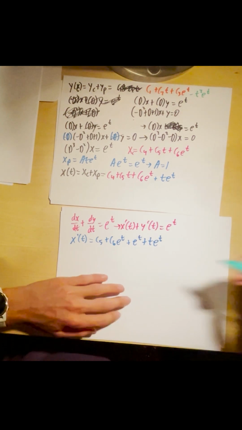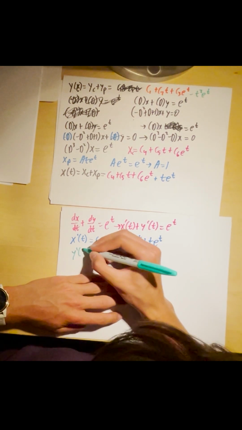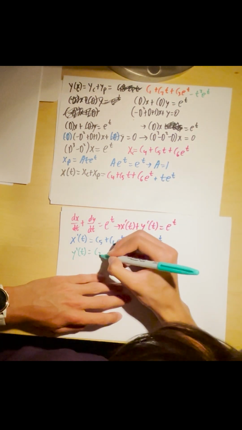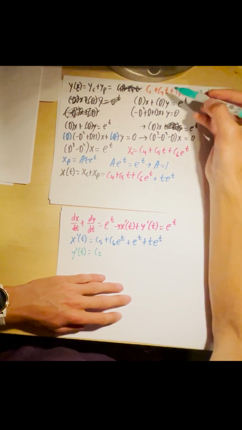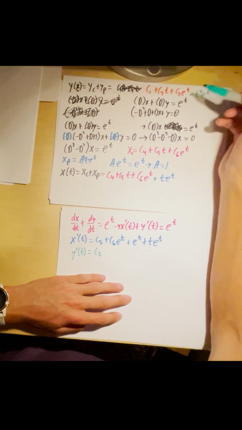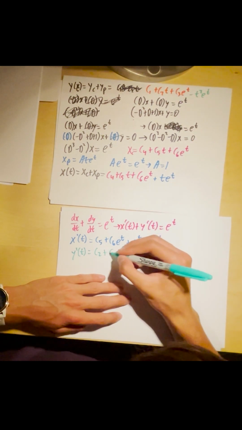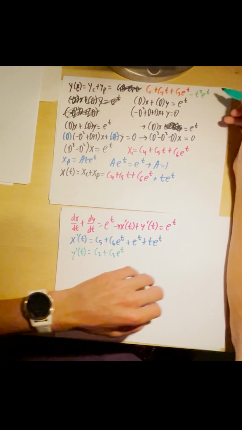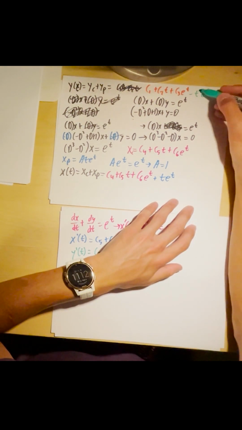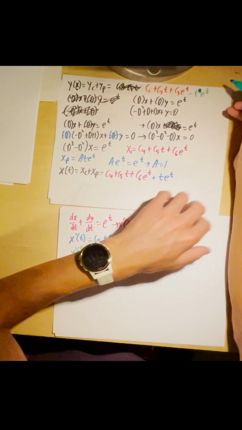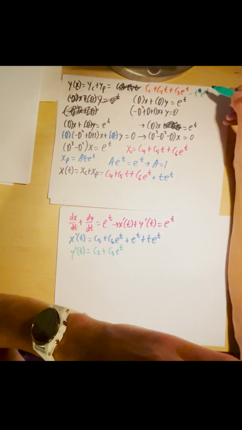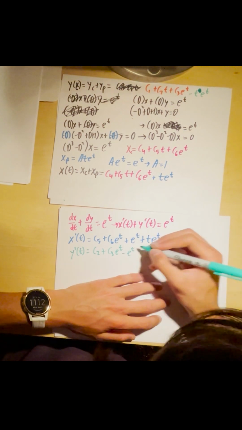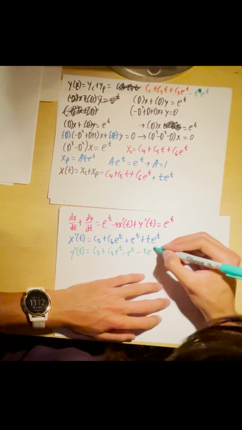When we do the same thing with y prime of t, this will be c2, well, the derivative of c1 is 0. Derivative of c2 t, c2. Derivative of c3 e to the t. And sorry, this is t e to the t, right there. So now we'll have negative e to the t minus t e to the t.